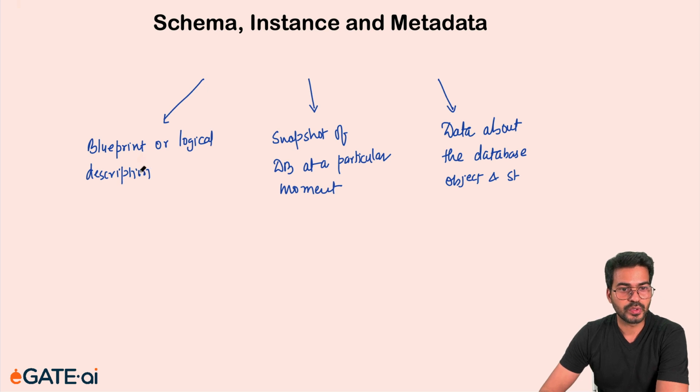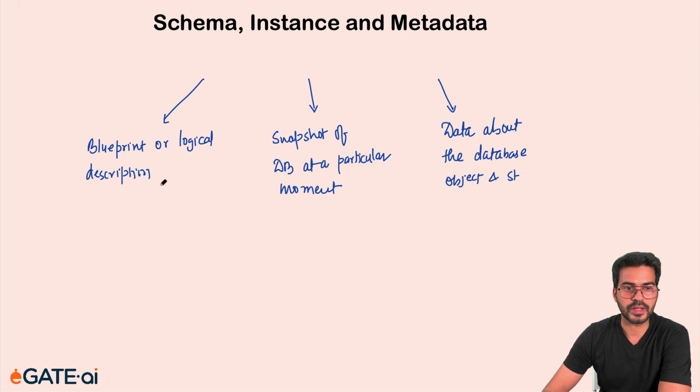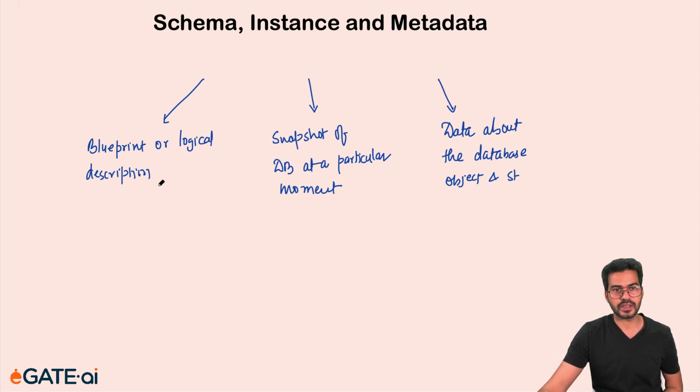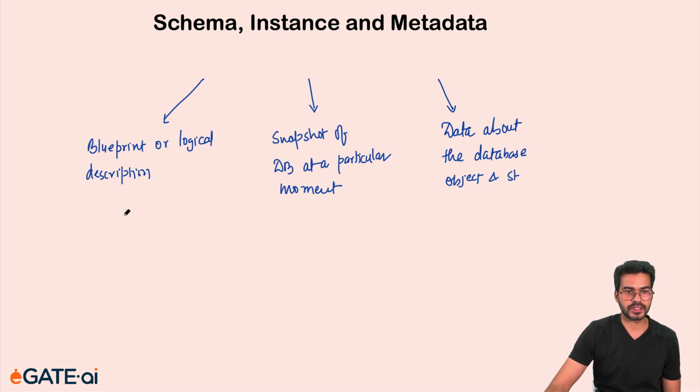So schema is blueprint or logical description of a database. So complete logical description or blueprint. All the information about the database is there in the schema. What tables are there, how many tables have relations, and what primary key is attached to which foreign key. All those informations are there. This is basically schema. So schema is again blueprint. Basically it refers to overall design of the database.